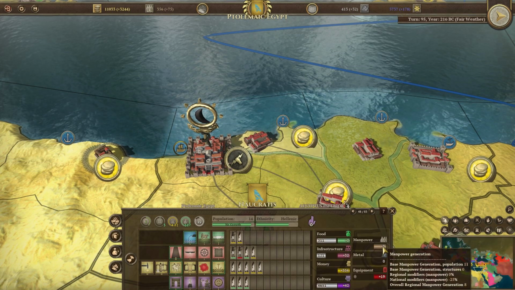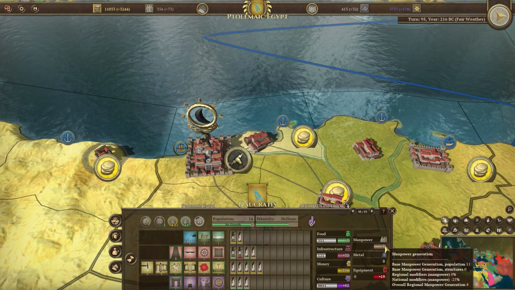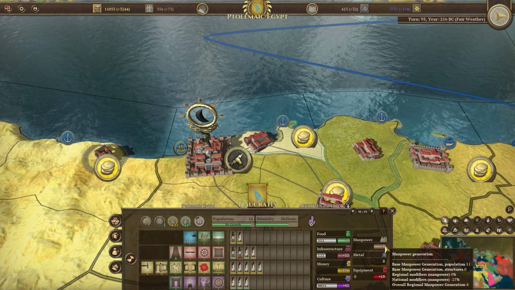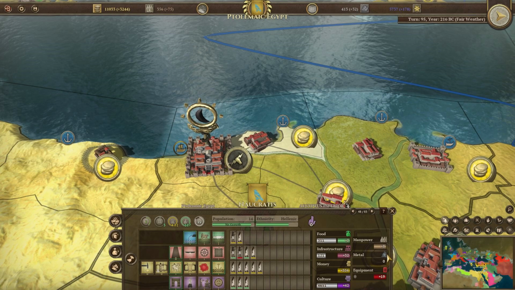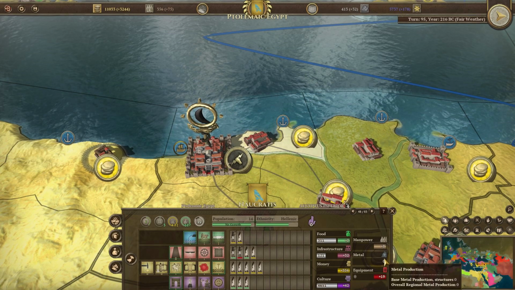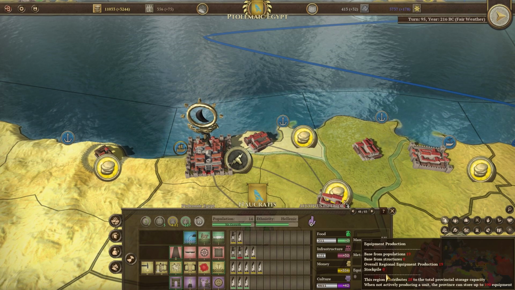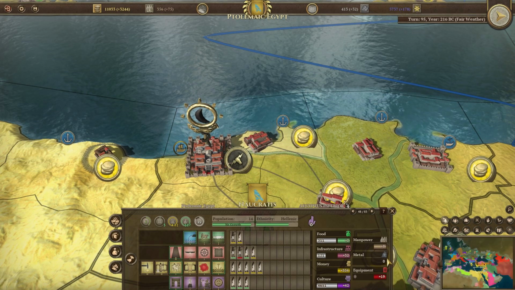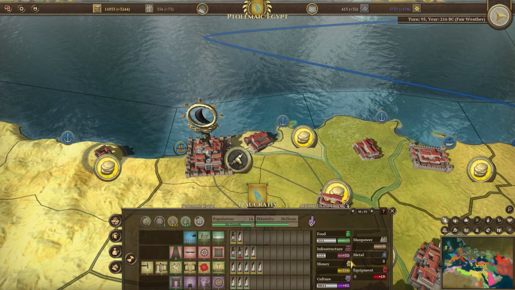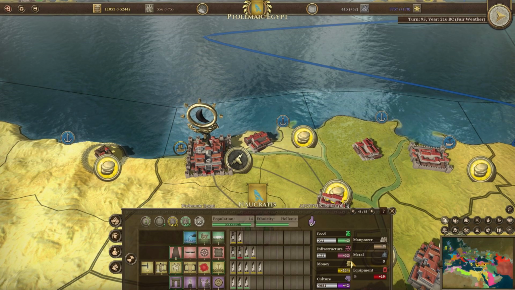Manpower is used to build armies. Empires with low manpower may need to rely on mercenary armies. Metal is used to build and maintain heavier units. Equipment dictates how quickly troops can be built from the region. Food, infrastructure, and equipment are regional resources, while the other resources are used empire-wide.